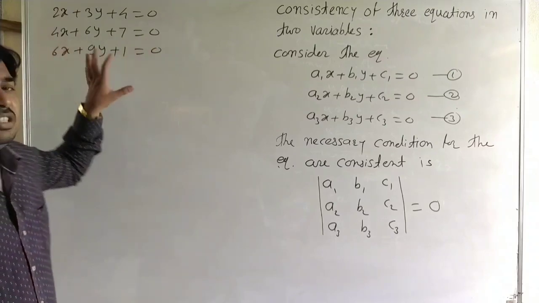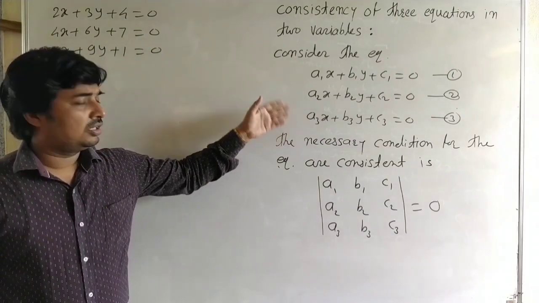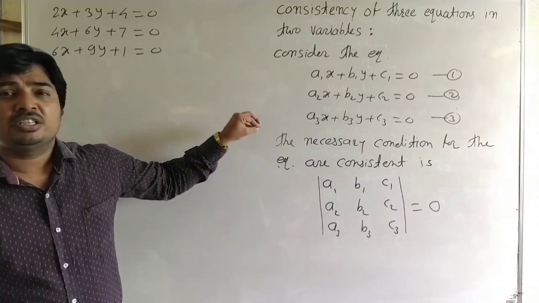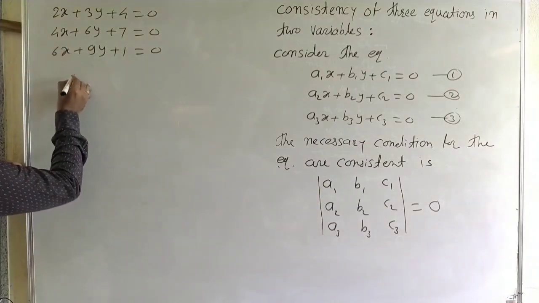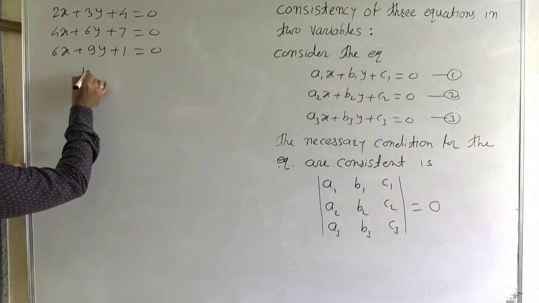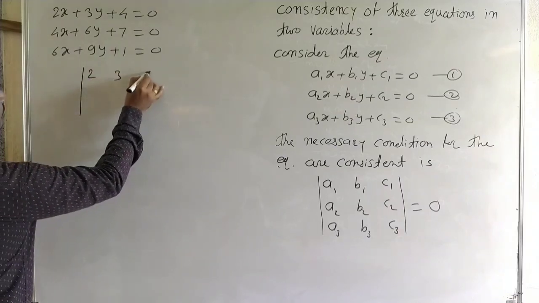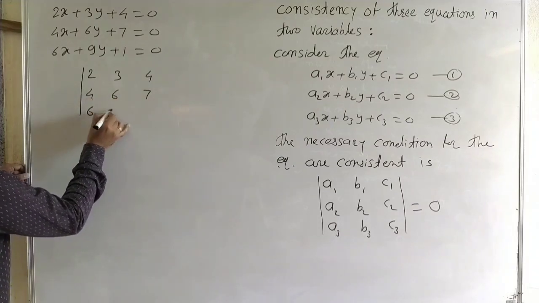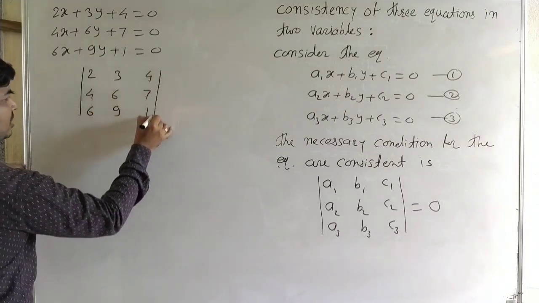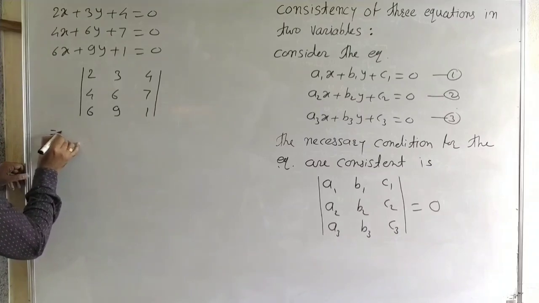Now we consider these three equations. We have to check whether they are consistent or not. It is a necessary condition for consistency. Now we can find the determinant. It is 2, 3, 4, 4, 6, 7, 6, 9 and 1. See carefully. Then find the determinant.